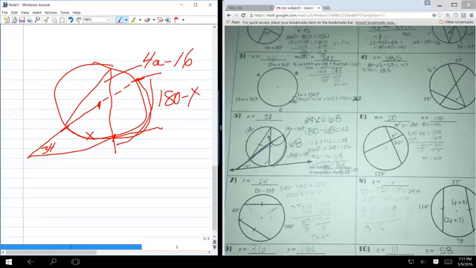Now I know both arcs that are intercepted. The big arc is 180 minus x, the little arc is x, and what's the formula? What does 34 degrees have to be equal to? What's the general formula? One half of 180 minus x, minus x. Good. That it?